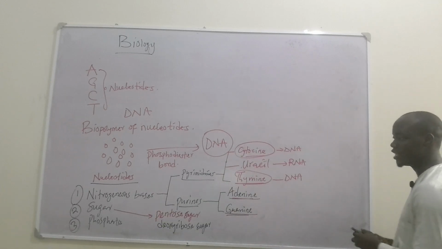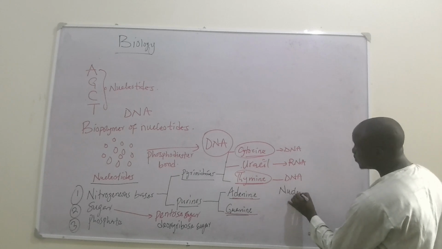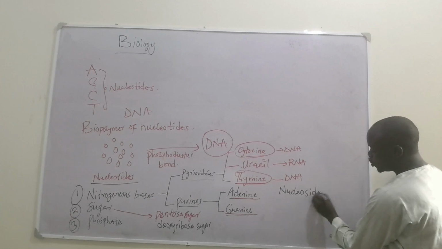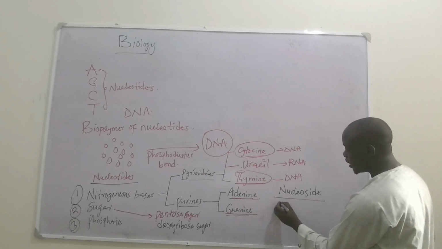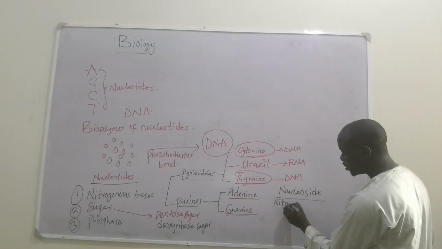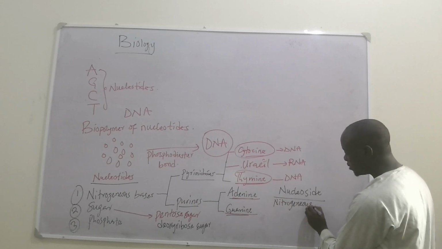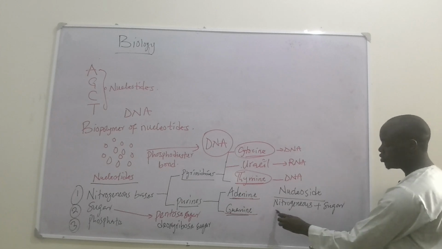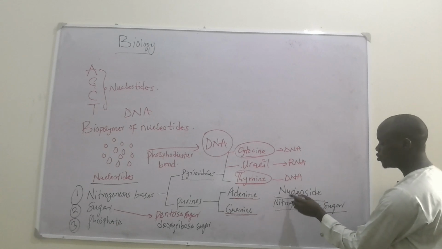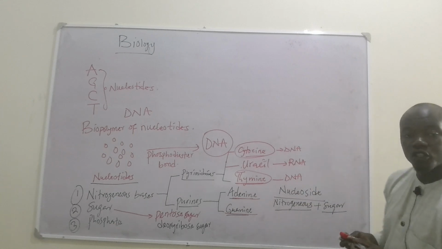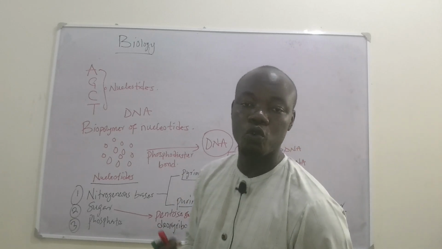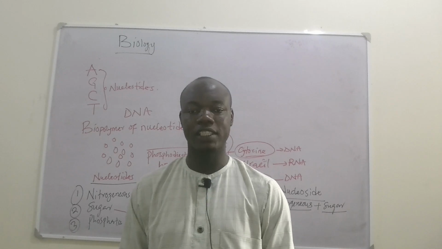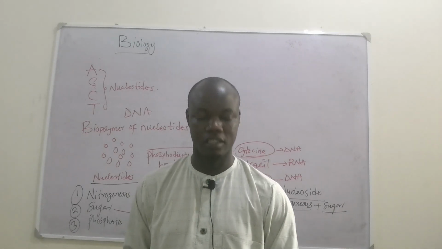So apart from the nucleotides, we also have what we call nucleosides. What is the difference between nucleotide and nucleosides? A nucleoside is when you have a nitrogenous base plus the pentose sugar. Then nucleoside plus phosphates will give you nucleotide. So what we have in the DNA, is it nucleoside or nucleotide? It is nucleotide that we have in the DNA. Okay.